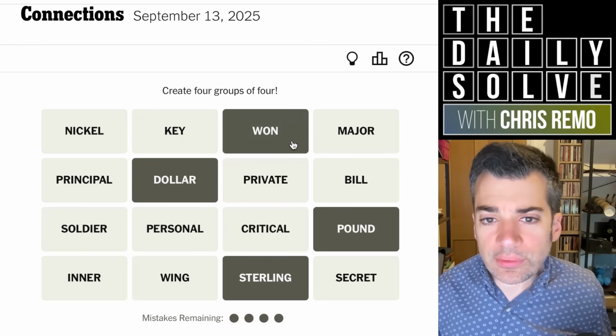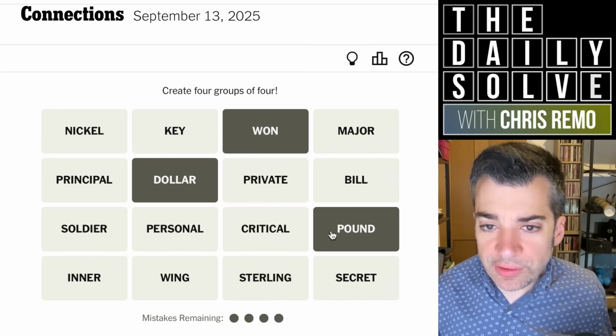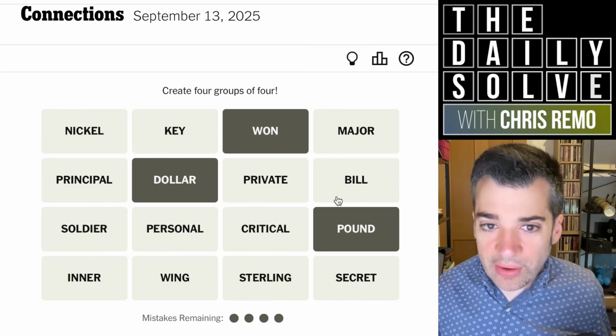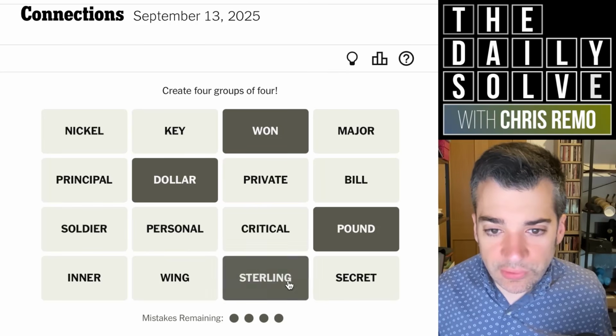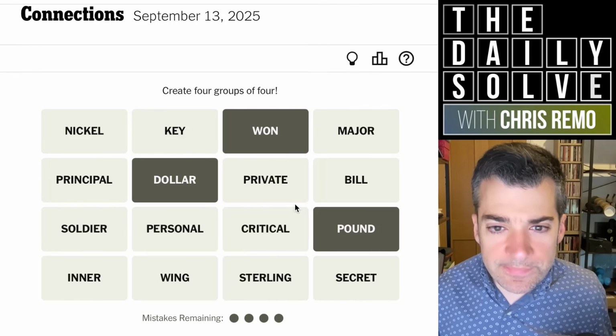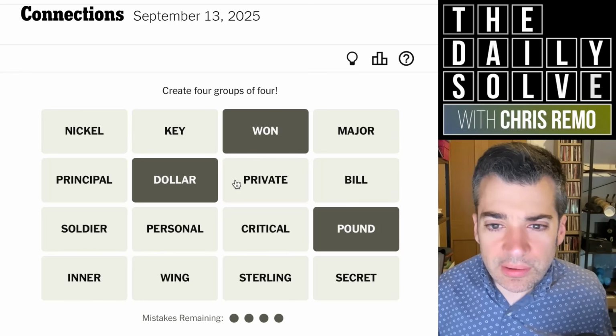But won, the Korean won is a currency. So we probably have one of these, pound or sterling, probably pound. You refer to the pound, the dollar, the won, whereas if it was sterling, you wouldn't say the in front of it. Bill, I don't think so. I don't know. Is it sterling? That seems weird. Maybe it's a red herring. This might not be a category at all.